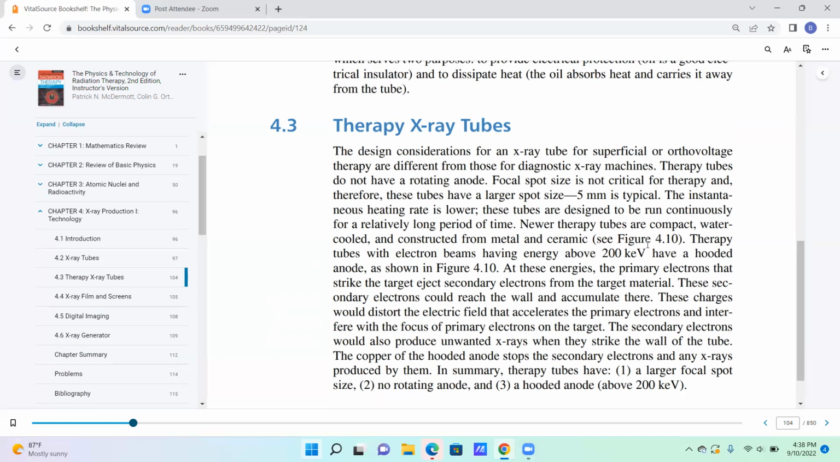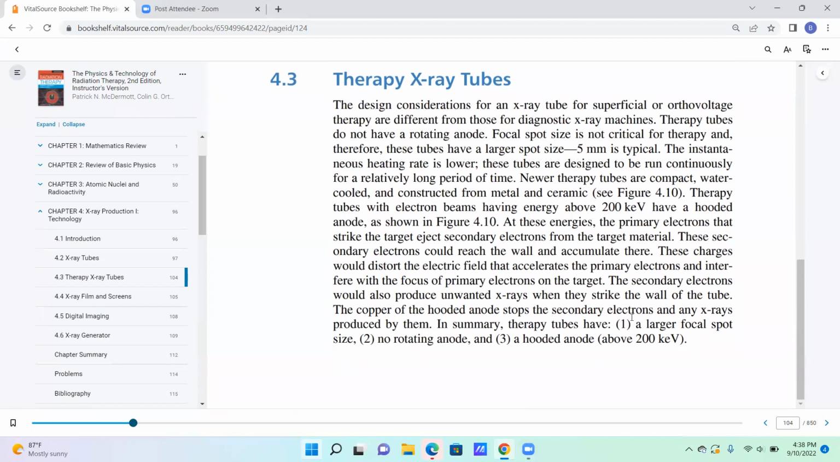Newer therapy tubes are compact, water-cooled, and constructed from metal and ceramic. Therapy tubes with electron beams having energies above 200 keV have a hooded anode, and at these energies, the primary electrons that strike the target eject secondary electrons from the target material.